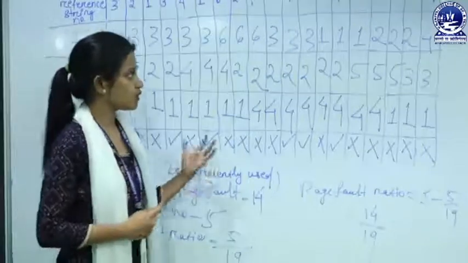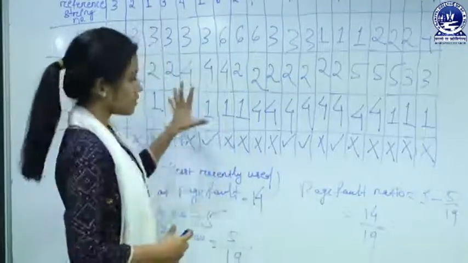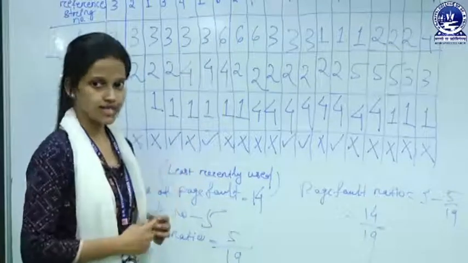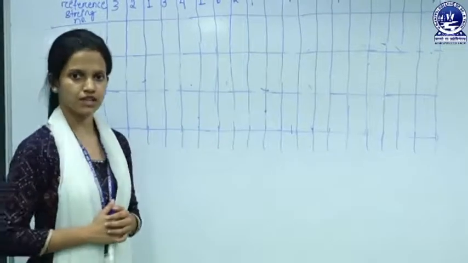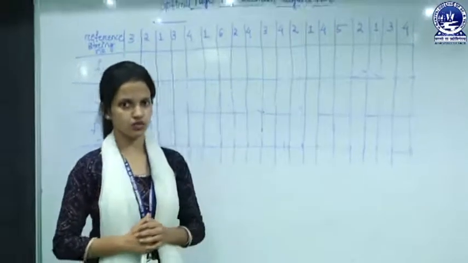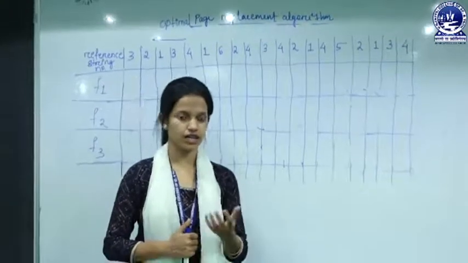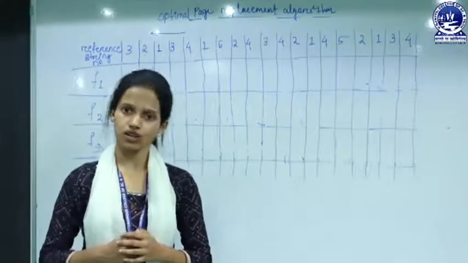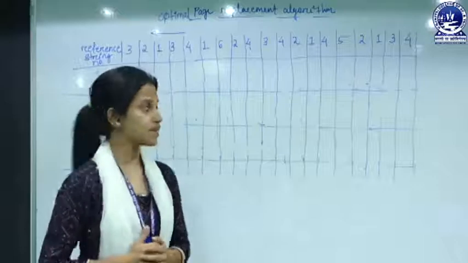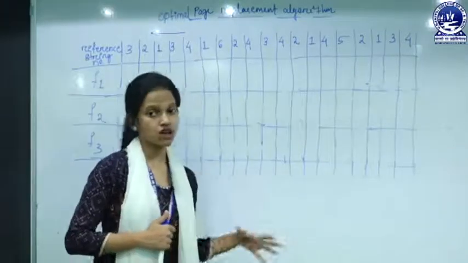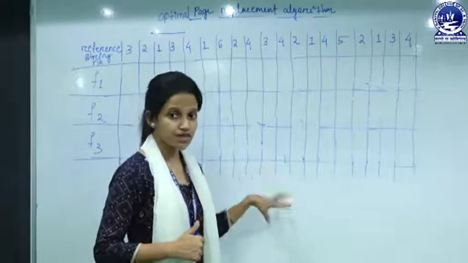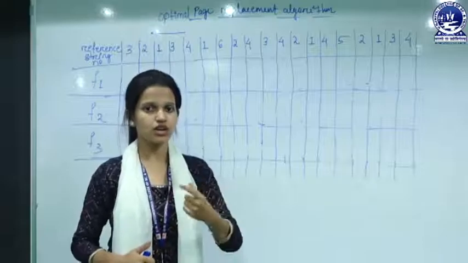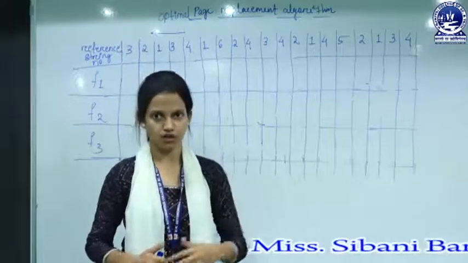Next we will solve the same numerical using the optimal page replacement algorithm. So let's start the optimal page replacement algorithm. In the least recently used, or LRU, page replacement algorithm, we replace the page which has not been used for the longest amount of time, that is least recently used. But in the optimal replacement algorithm we solve this numerical on the basis of a futuristic approach. That page is to be replaced which will not be used for the longest amount of time.